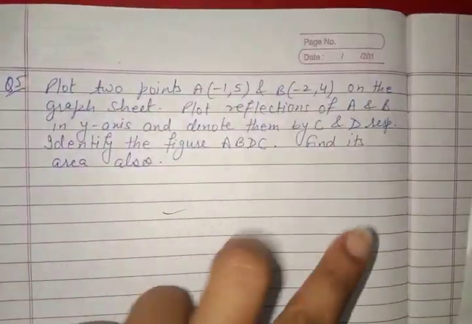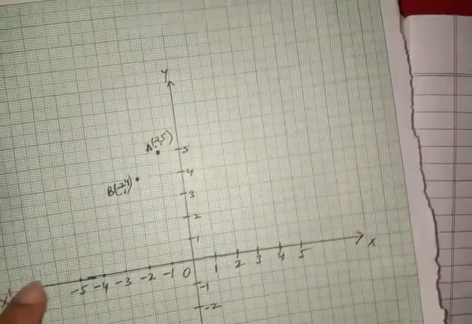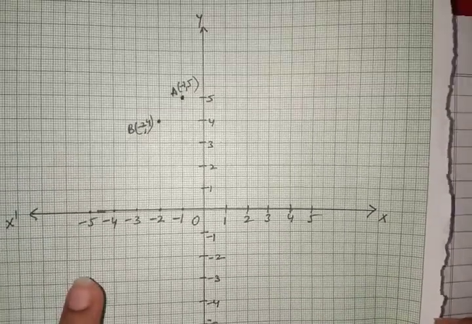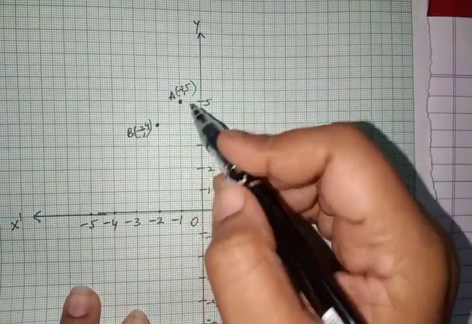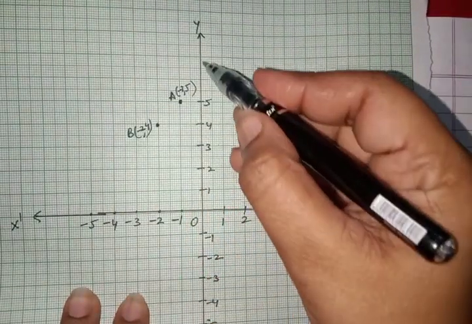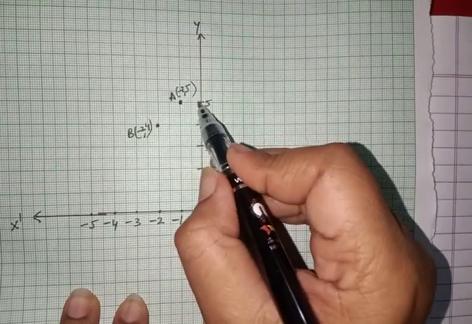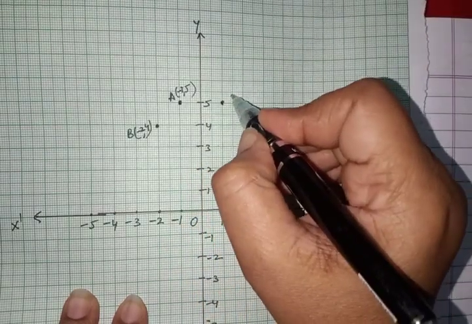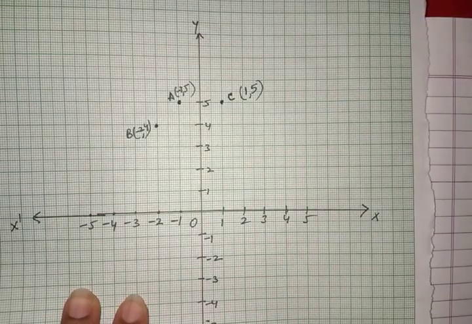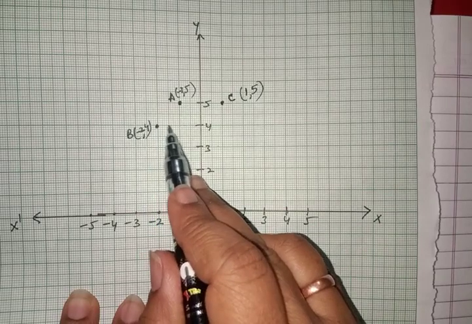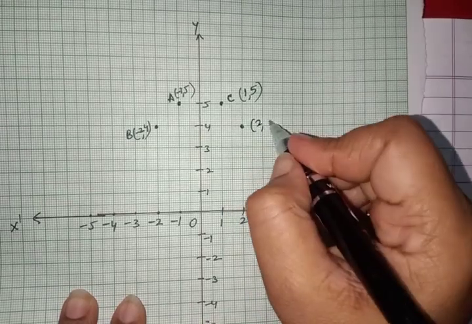Next is to plot reflections of A and B in the y-axis. We need to plot reflections, as I told you in the second question, the meaning of reflection. The reflection of A, which is minus 1, 5, in the y-axis will be 1 on this axis. We will move one box this side. So this will be our answer, and we will name it C, 1, 5. This is the reflection of A. For B, there are 2 boxes, so we'll move 2 boxes this side, and this is 2, 4.